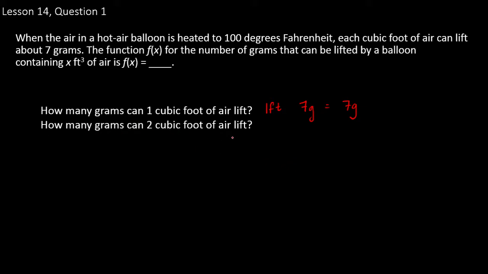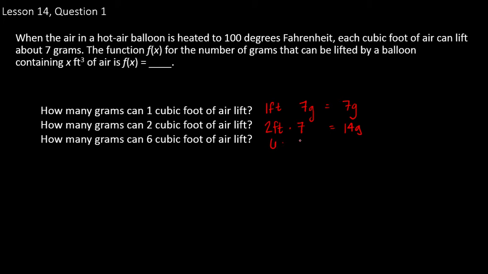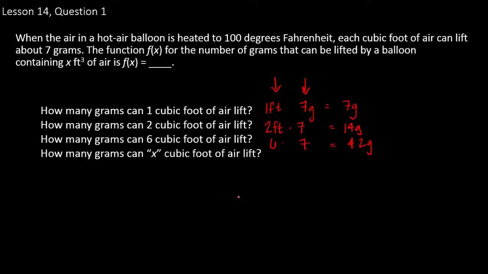How many grams can 2 cubic feet of air lift? Well, if I've got 2 feet, it must be 2 times 7 gives us 14 grams, right? What about 6 cubic feet? Well, I would take the number of feet, multiply by that 7, and that gives me 42 grams. So think about what's going on here. Each time I'm given a certain number of feet, what am I doing to it? So how many grams could x cubic feet of air lift? What would I do to x to figure out the number of grams that it could lift? That's going to be my function to describe the number of grams that can be lifted by a balloon containing x cubic feet of air.